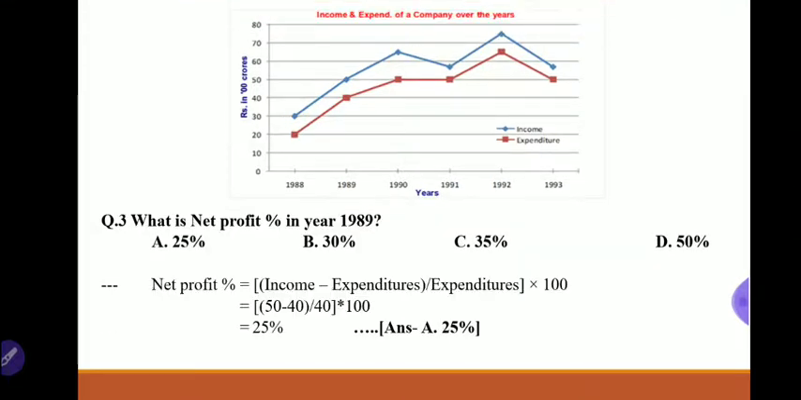Next, what is the net profit percentage in the year 1989? So you have to find the net profit in percentage. The formula for that is net profit percentage equals income minus expenditure divided by expenditure. This formula must be known to you for the net profit. Income minus expenditure divided by expenditure into 100, you will get the percentage of net profit, and here it is coming as 25%. So option A will be correct for this question.